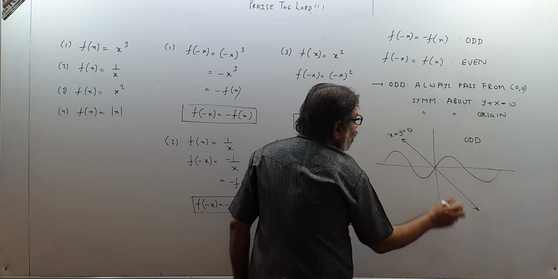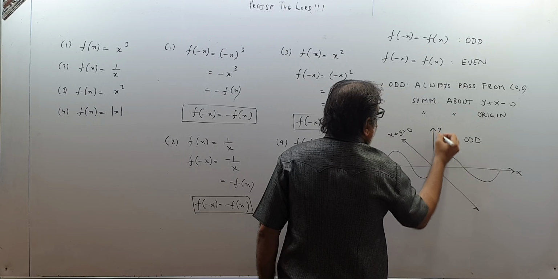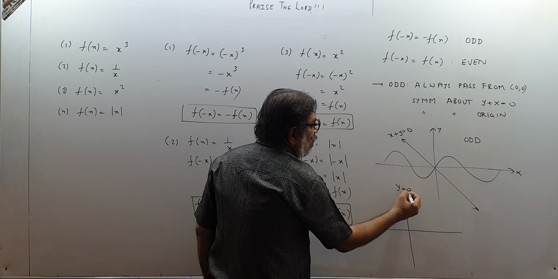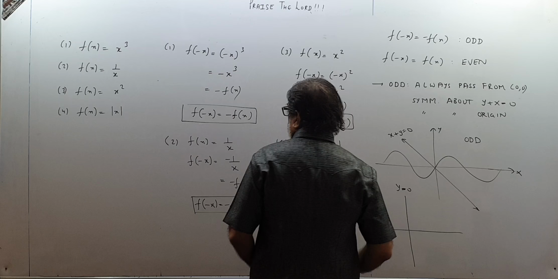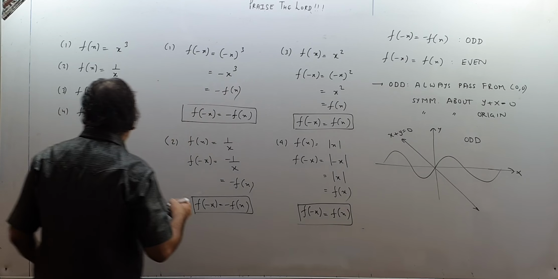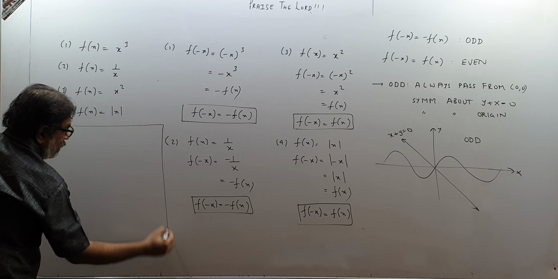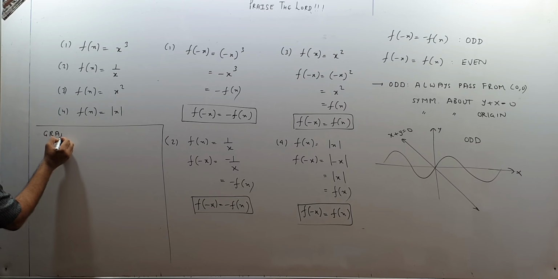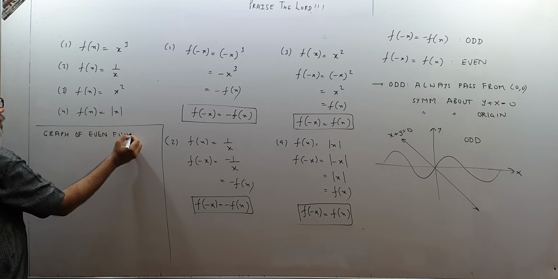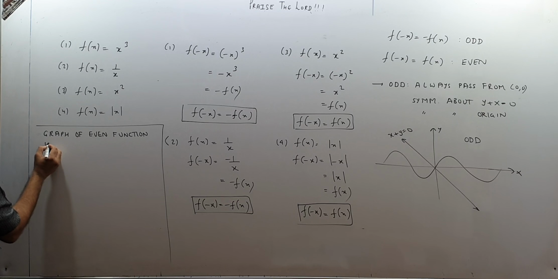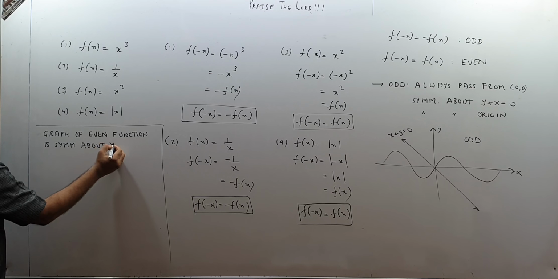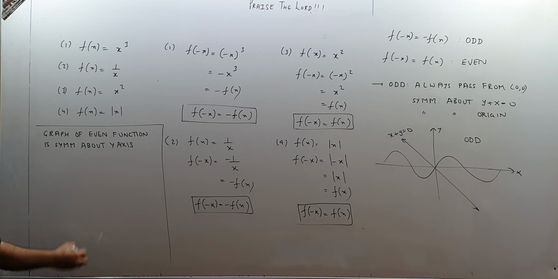Then about even function, if I draw, this is x and y. If for even function I want to draw, the graph will be symmetric about the y-axis. So where to write? Okay, I write over there. There is place. See, then you copy from here. Graph of even function is symmetric about y-axis. So it will be like this.